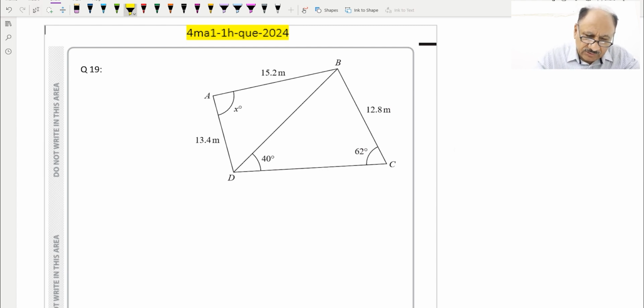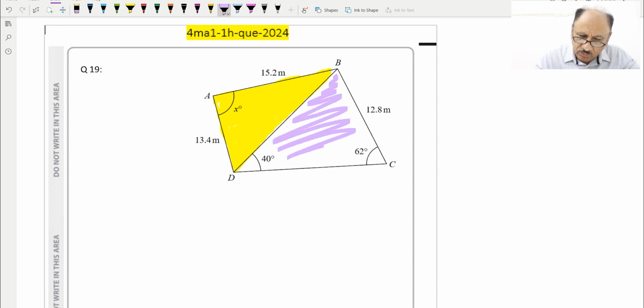We can consider this triangle, and in this triangle we have two sides, and so no, this triangle we'll be considering later. First we can consider this triangle which has two angles and one side, so we can apply the sine rule.